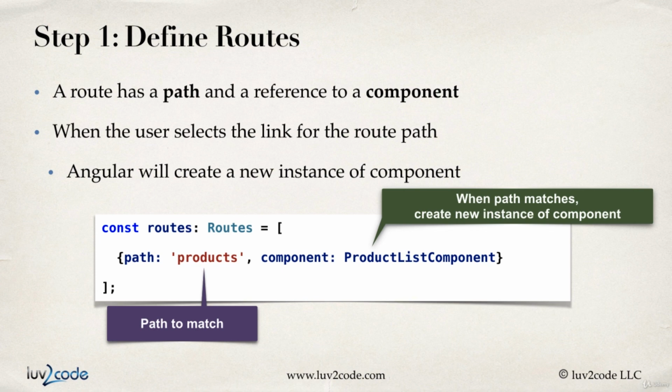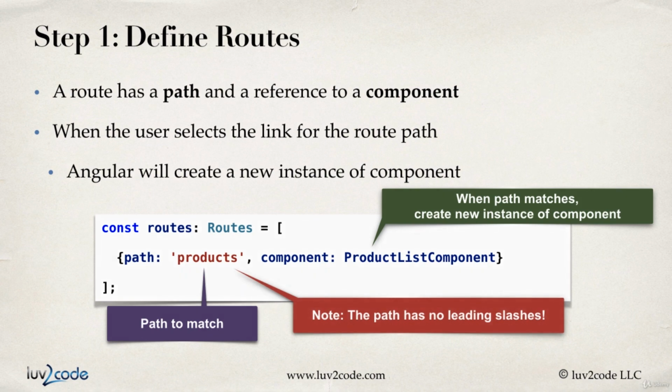So in this example, when they go for products, then we'll create a new product list component and pass the appropriate data to that product list component. Now, one thing to make note here is that the path has no leading slashes. Angular will handle that part of it for you.